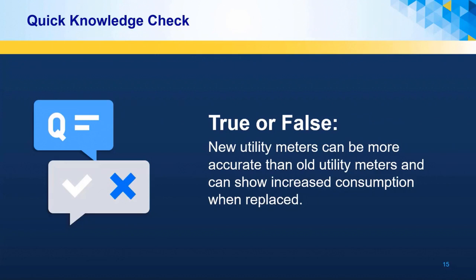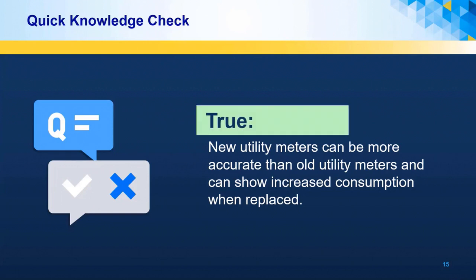So let's have another knowledge check. True or false? New utility meters can be more accurate than old utility meters and can show increased consumption when replaced. The answer to that is true, as we just discussed. Under the topic of factors that can affect savings, new utility meters can be more accurate than old utility meters and record higher consumption.